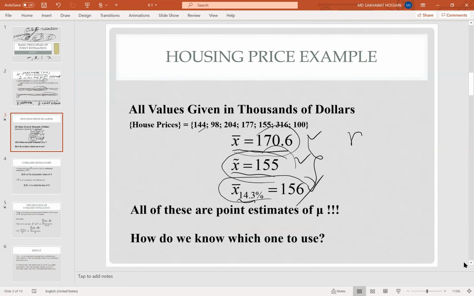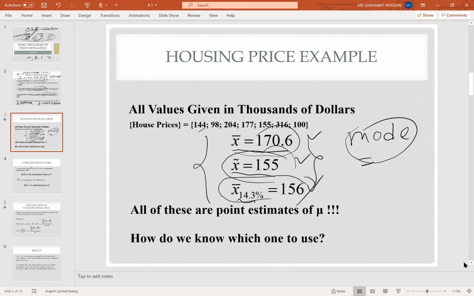You can also calculate the mode, and the mode is the number that occurs most often. Here we do not have any mode actually, because no number occurs twice. They just occurred once, so we do not have any mode for this one. Okay, so all of these are point estimates.